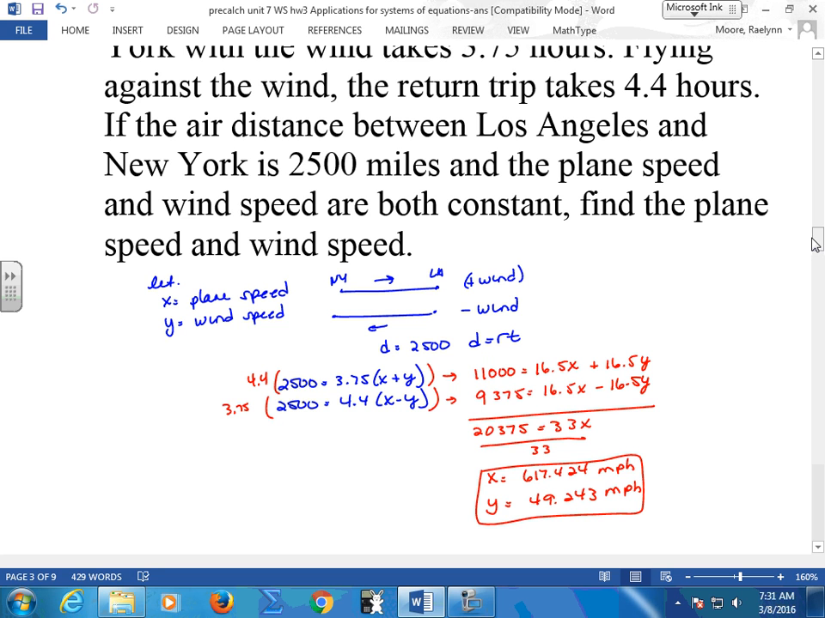And this makes more sense. Your plane speed is high. Your plane speed would not be 30 miles an hour, right? It makes sense that your plane speed is high. And even your tail speed, your wind speeds are a little higher. Your wind blows 30 miles an hour, 40 miles an hour. Make it make sense when you look at your answers.